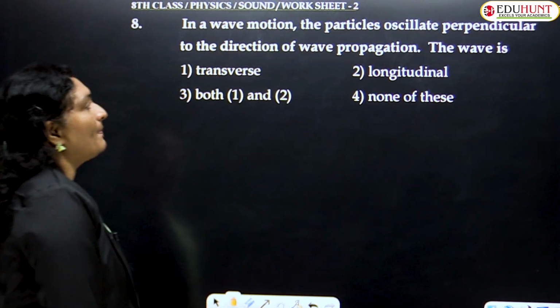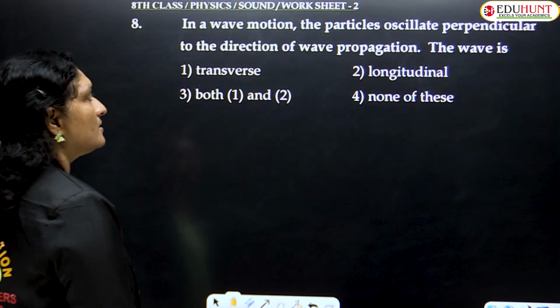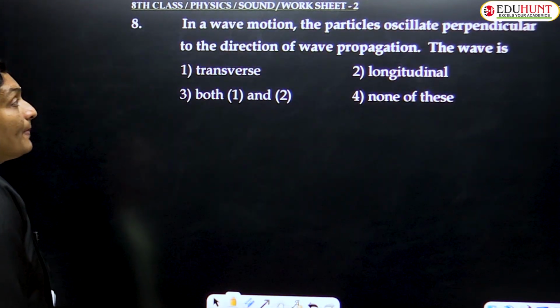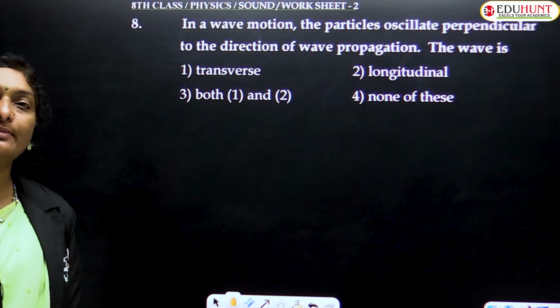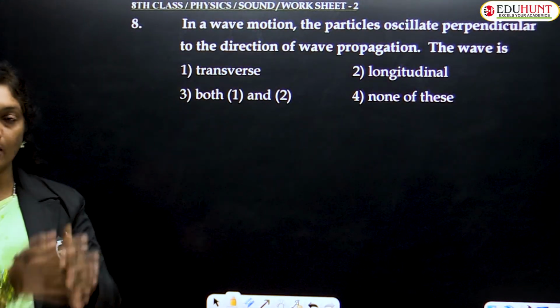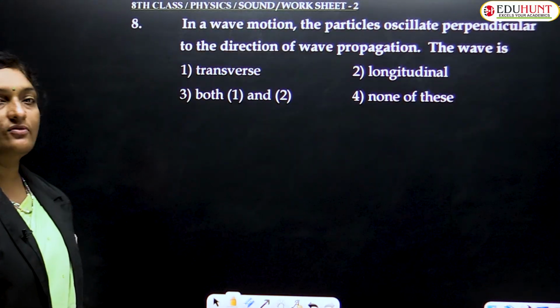In a wave motion, the particles oscillate perpendicular to the direction of wave propagation. Perpendicular vibrations. Which type of wave oscillates up and down, or perpendicular to the direction of the wave propagation?